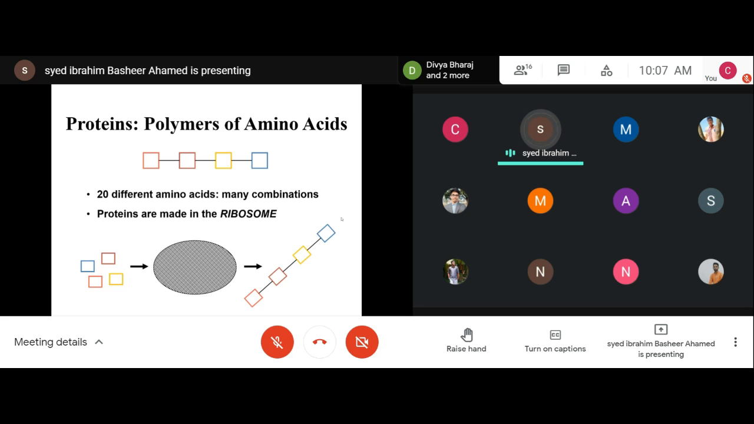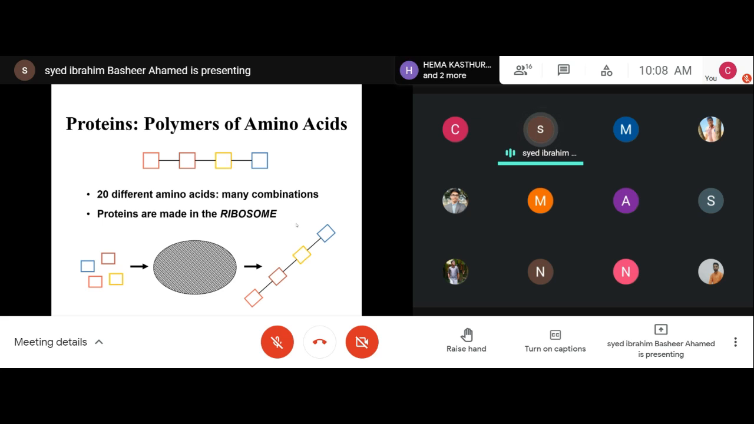Okay. So the protein is made of 20 different amino acids that exist in nature. Apart from this, there are 4 or 5 unusual amino acids. They are not common amino acids, and those amino acids are present in the human body, but in very, very rare amounts.